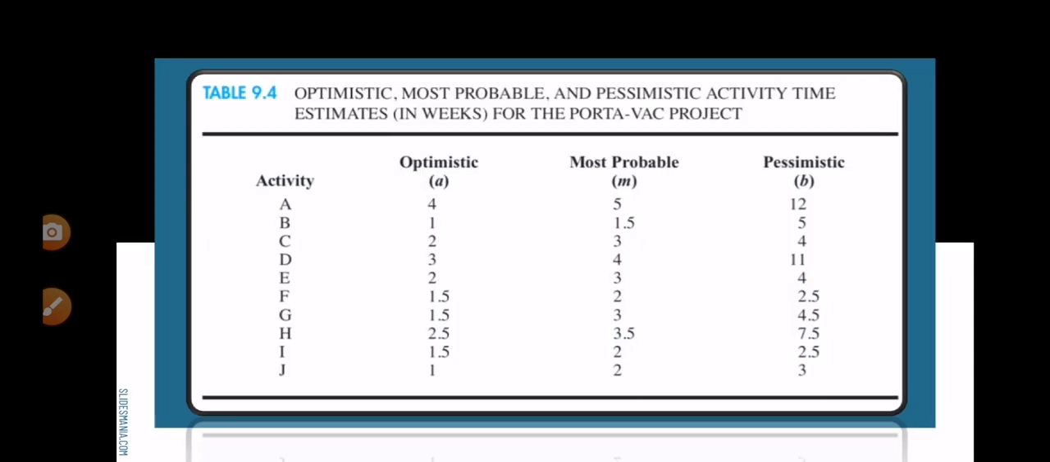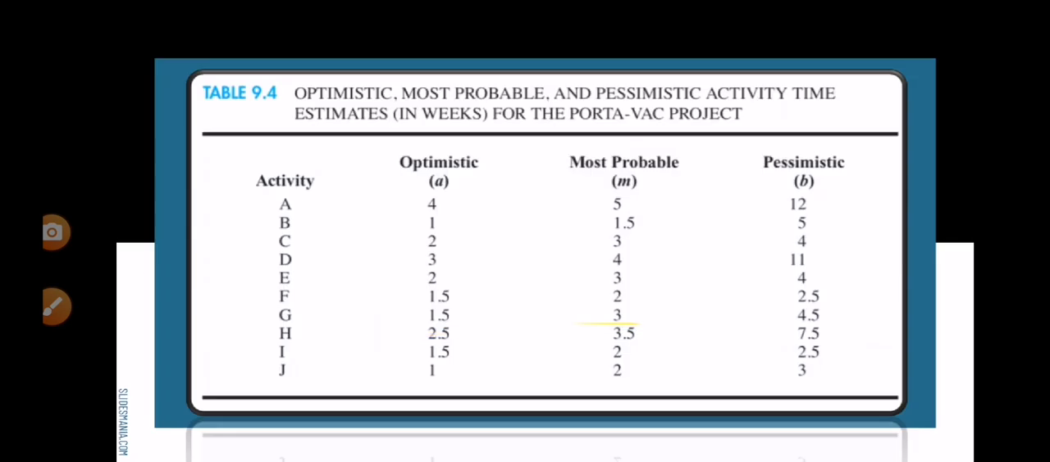So observe table 9.4, the optimistic, most probable and pessimistic activity time estimates for the Portavac project in their feasibility study. In activity A, we have optimistic 4, most probable 5 and pessimistic 12. In B we have 1, 1.5 and 5; C 2, 3 and 4; D 3, 4 and 11; E 2, 3 and 4; F 1.5, 2 and 2.5; G 1.5, 3, 4.5; H 2.5, 3.5 and 7.5; and I 1.5, 2 and 2.5; and in J we have 1, 2 and 3.